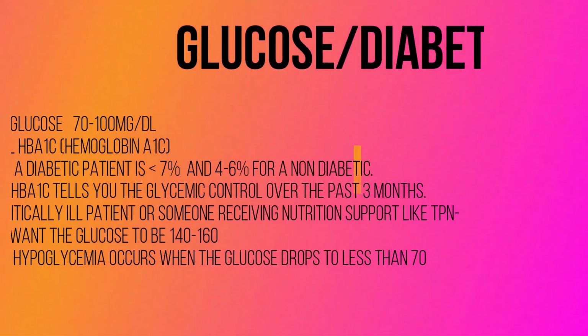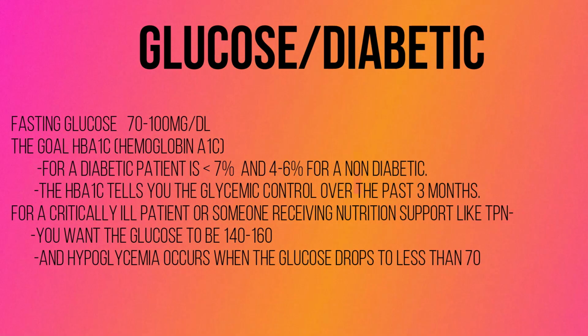So next we go on to glucose and diabetes. You want the fasting glucose, so that means they didn't eat anything, to be between 70 to 100. So the fasting glucose tells you how much sugar is in the blood sample after not eating. The hemoglobin A1C tells you the average blood sugar for the past 3 months. If you do a fasting blood sugar, it could be elevated because they just ate, but it doesn't tell you how they're maintaining themselves at home and how they usually are. So the hemoglobin A1C should show you the past 3 months.